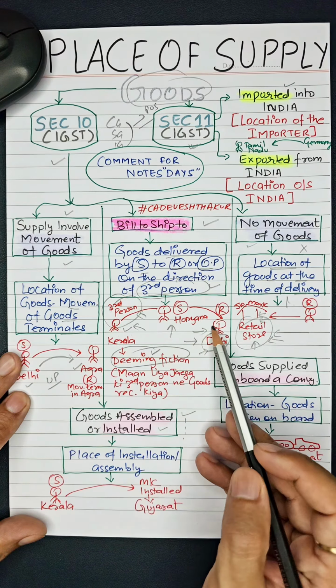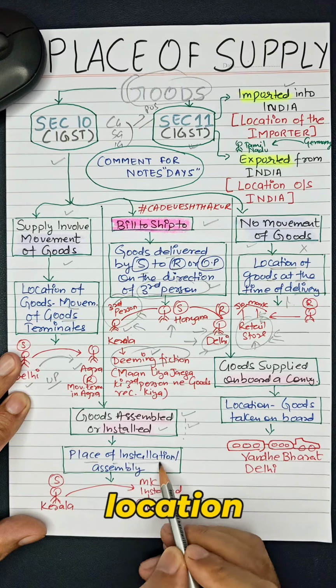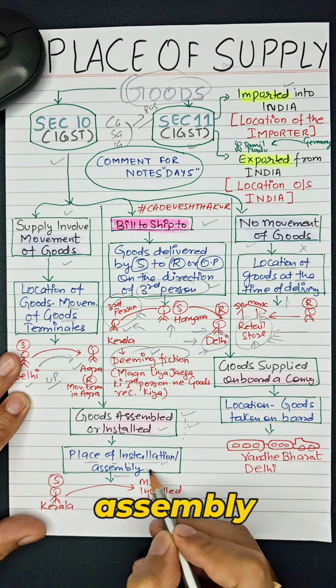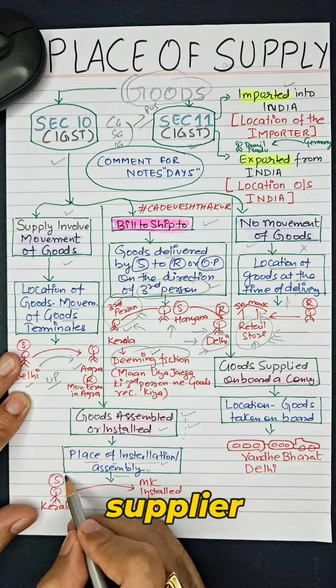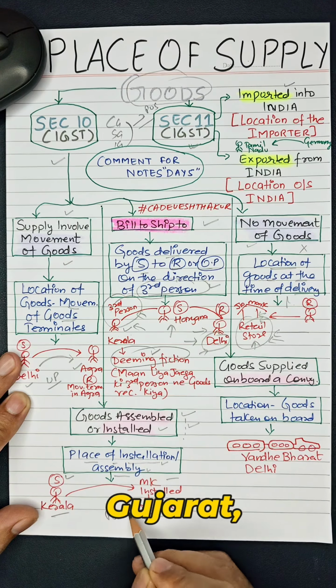When goods are assembled or installed, the place of supply is simple. It's the location where installation or assembly happens. For example, if a supplier is in Kerala but the machine is installed in Gujarat, the place of supply would be Gujarat, not Kerala.